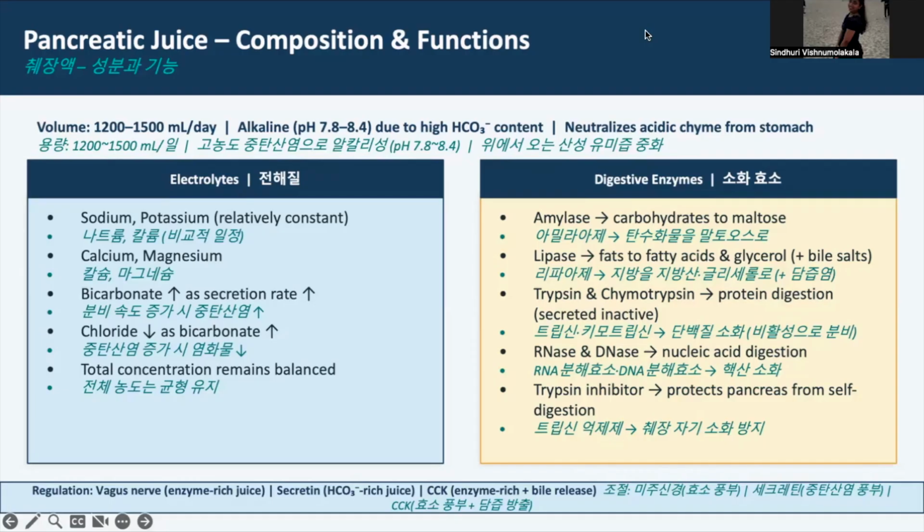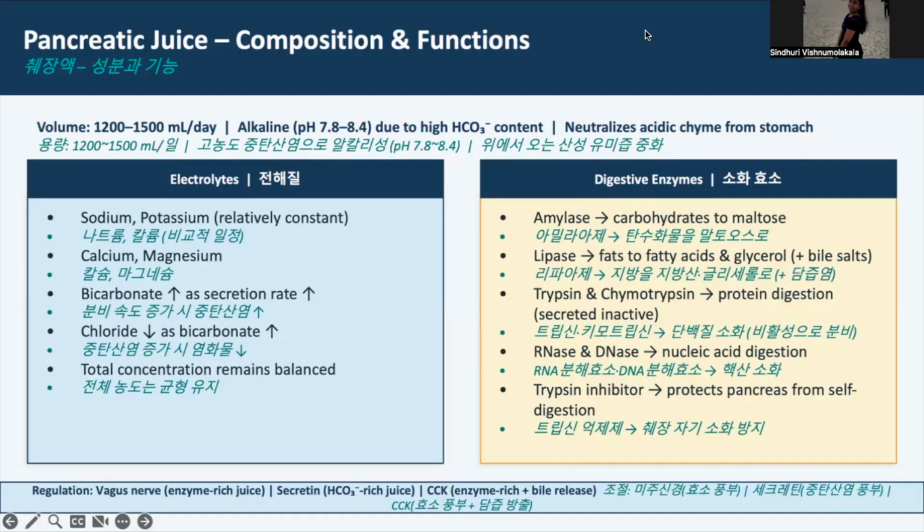Sodium and potassium concentrations are almost identical with those of the plasma and are constant on changing the rate of secretion. Now let's understand the digestive enzymes that are released in the pancreatic juice. First, pancreatic alpha amylase. Main function: it converts carbohydrates to maltose. It is stable in a pH range of 4 to 11. The pancreatic lipase converts fats to fatty acids and glycerol esters. Its pH range is from 7 to 9.